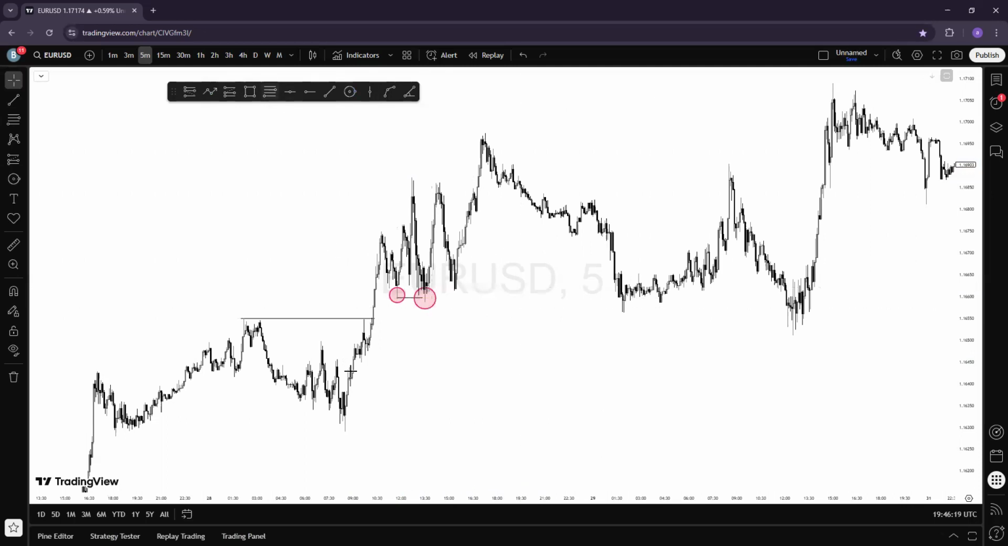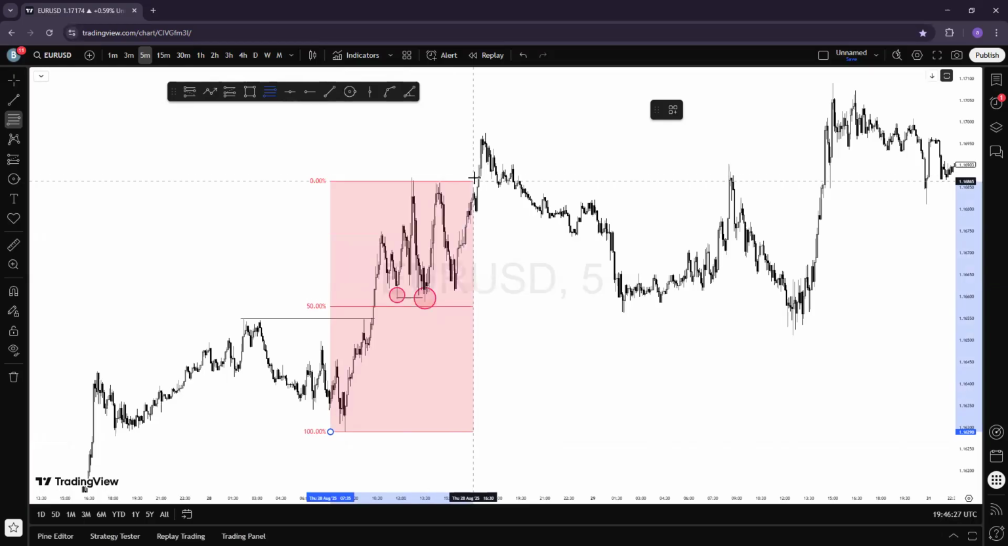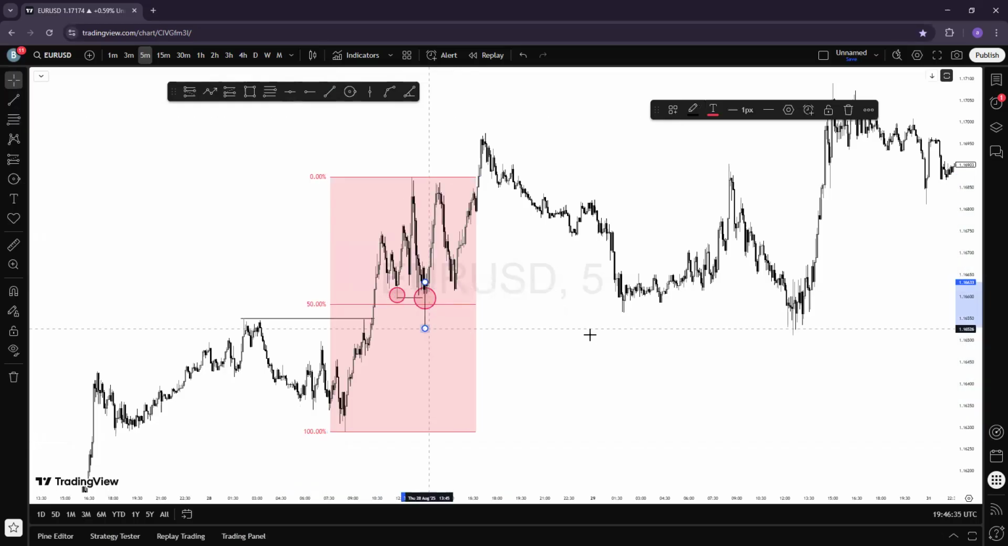And if you measure from here to this level, this is an incomplete pullback, correct? Let's extend it. It's still an incomplete pullback. Even the one that grabbed this liquidity did not enter. Had it entered this way, that is another story. But as it is, it is an incomplete pullback.